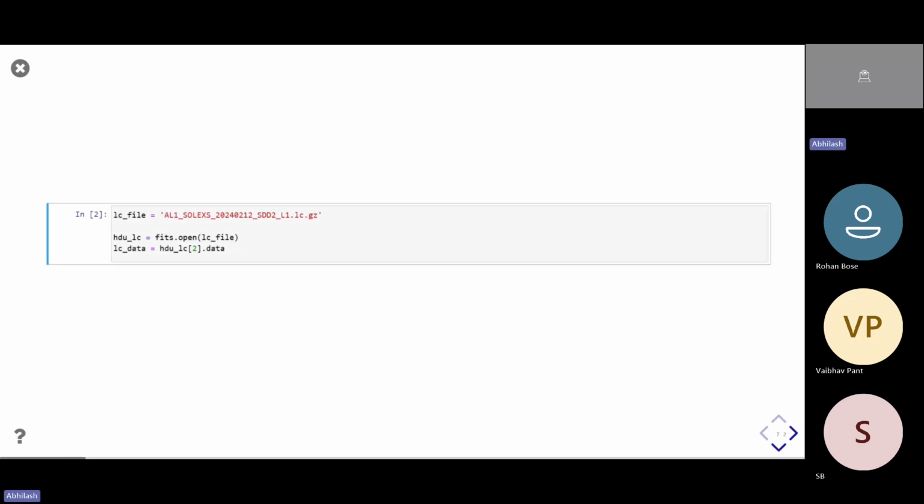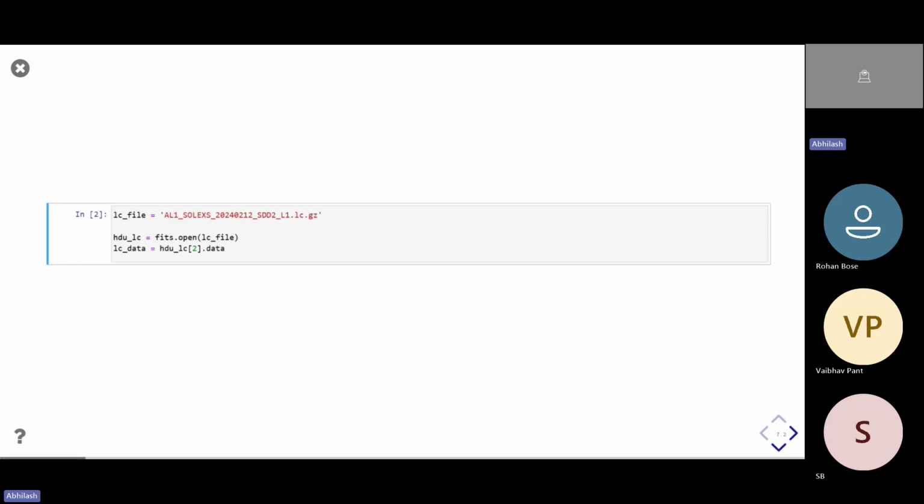Let me spend some time on the naming convention as well. All the SOLEX data is one-day data, so L1 data will be of a single day. The naming will be AL1, which stands for Aditya-L1, SOLEX, 2024-02-12. So this is 12 February 2024 data. It's SDD2 data, which is of the smaller aperture, and it's a light curve L1 data file. It's again a FITS file, so you can use any standard FITS viewing application and you'll be able to open it.